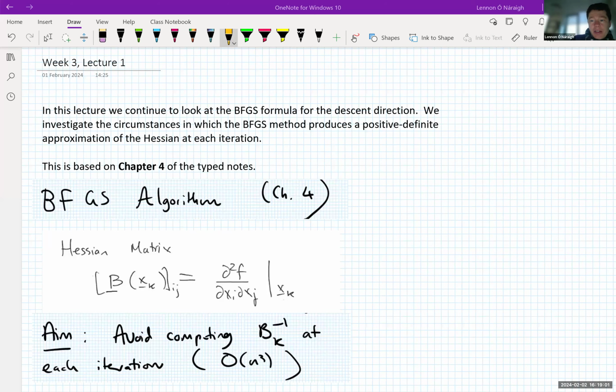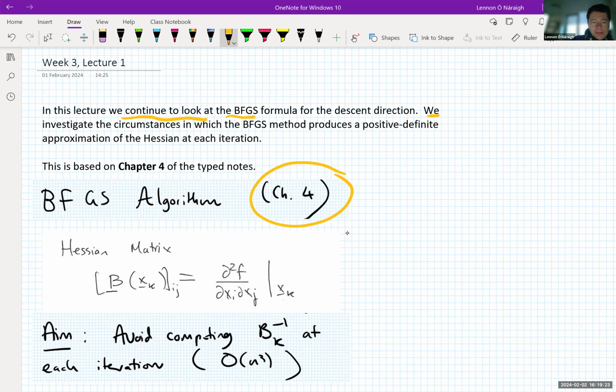Hello and welcome to this lecture on optimization. In this lecture, we're going to look at the BFGS formula, which is a way of computing the descent direction. And I say continue to look at because this is a follow-on from chapter 4 of the type notes, which you can find on the website.